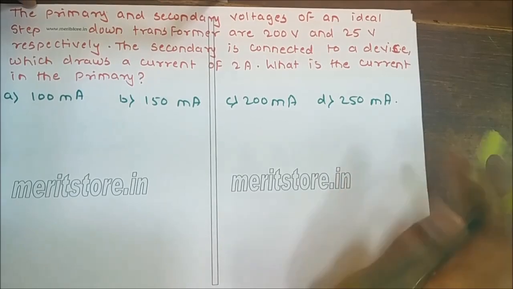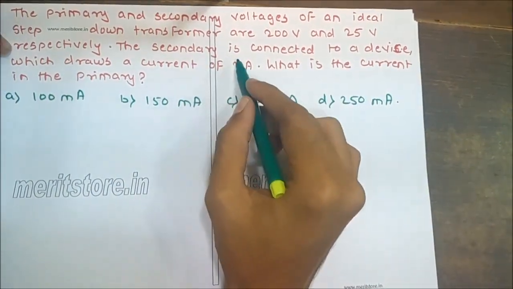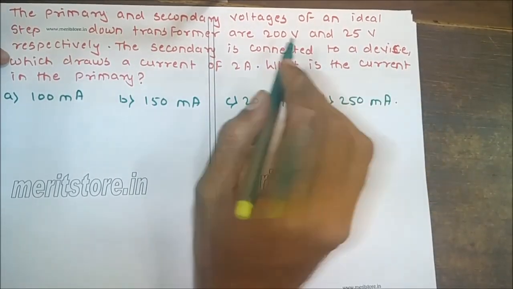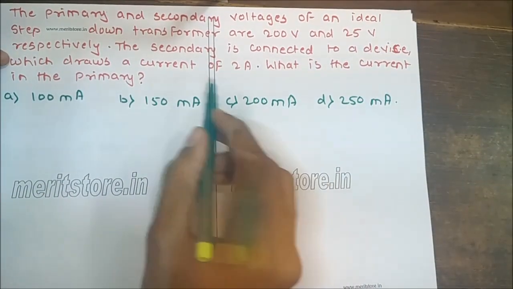The primary and the secondary voltage of an ideal step-down transformer is 200 volts and 25 volts respectively. The secondary is connected to a device which draws a current of 2 amperes. What is the current in the primary? 100 milliamperes, 150 milliamperes, 200 milliamperes or 250 milliamperes?